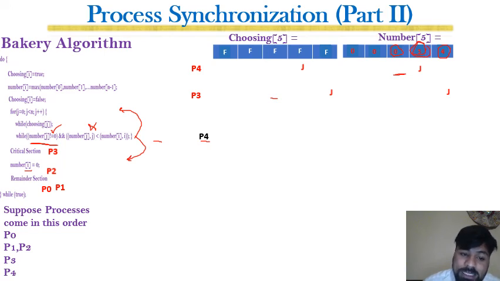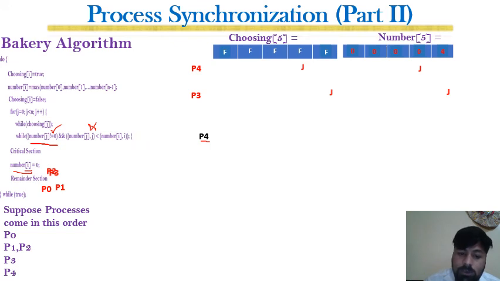Alright, so P3 is in the critical section, P2 is leaving the critical section, similarly P0 and P1 are in the remainder section, and P4 is in the busy wait state. Now suppose P3 also moves ahead and it has to set number at i to be 0. So number at i means number at 3, because it is process number 3, so i equals 3. So this value will be set to 0. You can see over here that this value has now been set to 0.